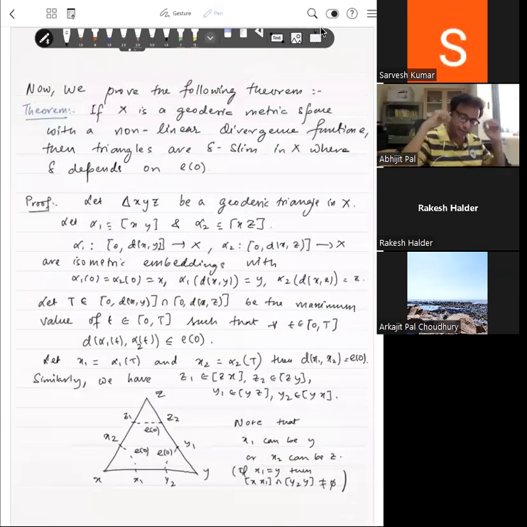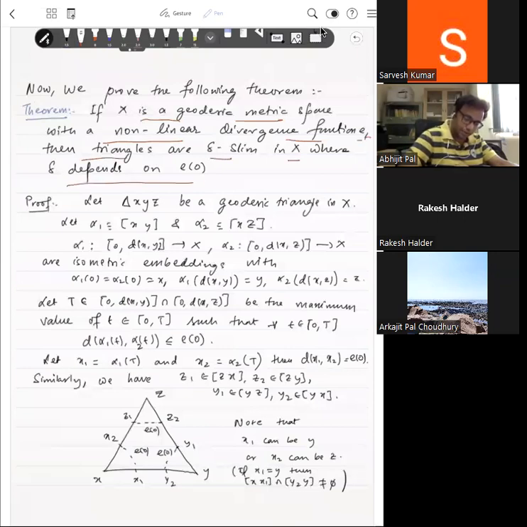In fact, if I prove this, I can prove more. Instead of an exponential divergence function, you can take a non-linear divergence function. So this is the theorem: if X is a geodesic metric space with a non-linear divergence function E, then triangles are delta slim in X, where delta depends only on E0. There are several cases; I have just mentioned a simple general case for that.